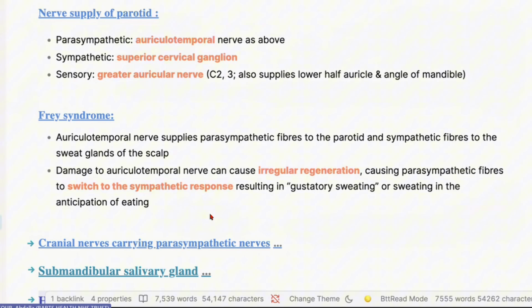So what actually happened? The auriculotemporal nerve supplies the parasympathetic fibers to the parotid gland and also sympathetic fibers to the sweat glands just above the parotid. Damage of this nerve can cause irregular regeneration. And every time you try to stimulate your parasympathetic, you will stimulate your sweat glands as well. Then you would get the sweating every time you try to smell something nice or think about food.